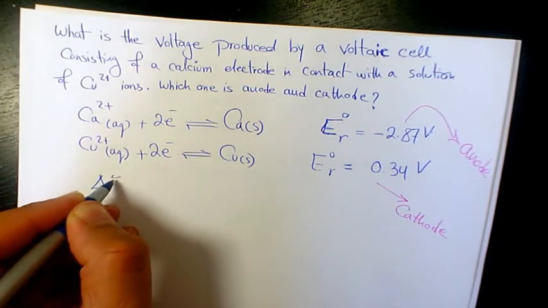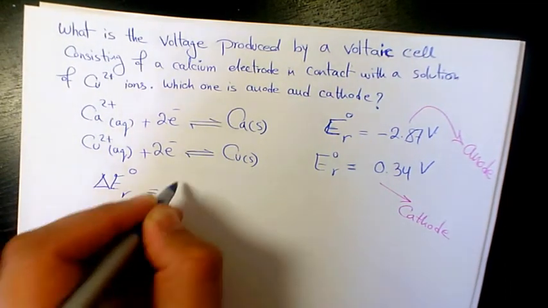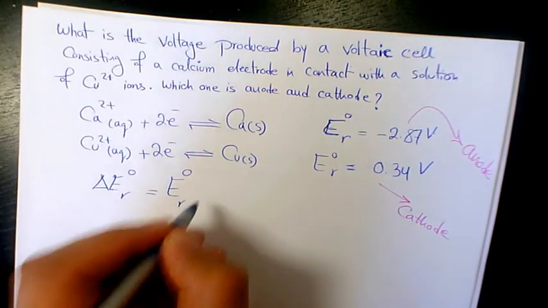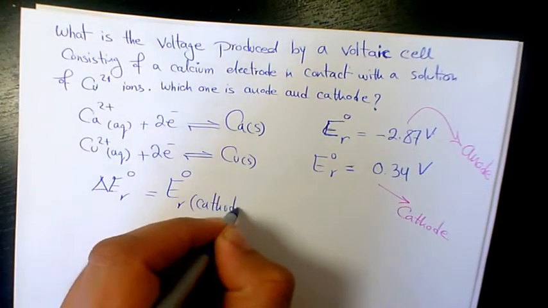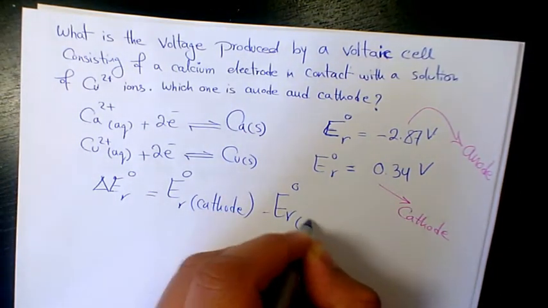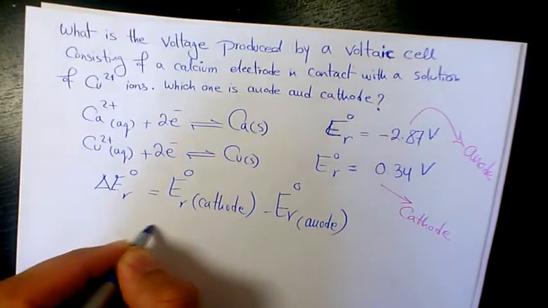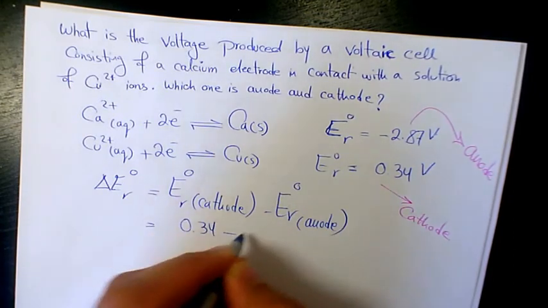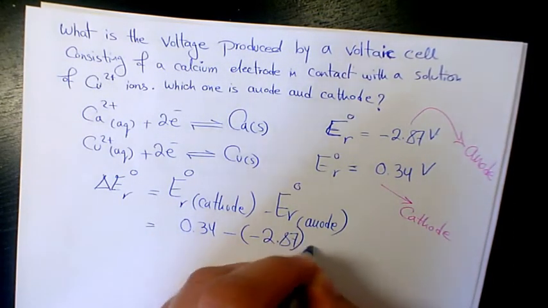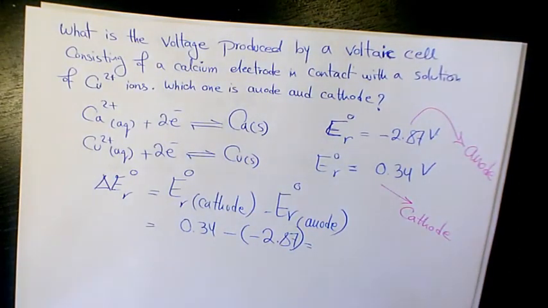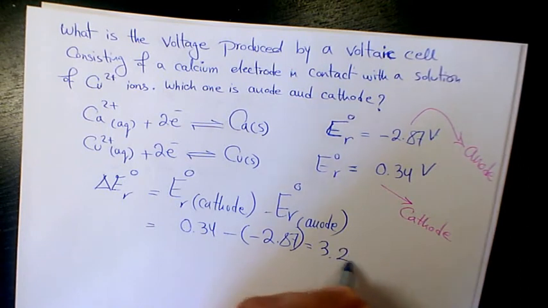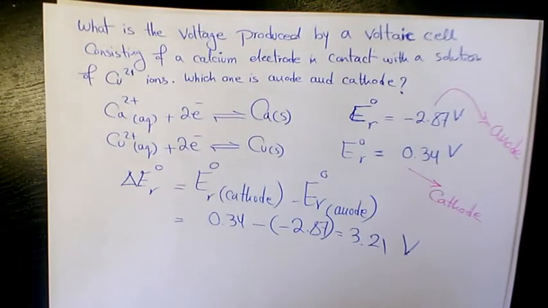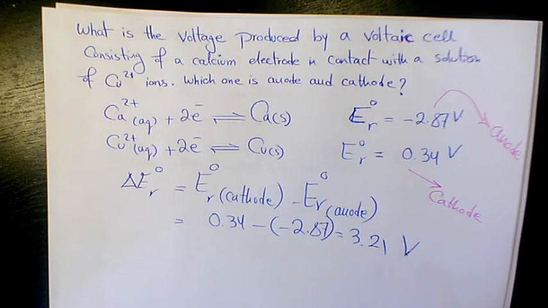It's going to be delta E° equals standard reduction potential in cathode minus standard reduction potential in anode, which will be 0.34 minus negative 2.87. Which is going to give me 3.21 volt. So that's going to be the voltage produced by a voltaic cell consisting of calcium and copper.